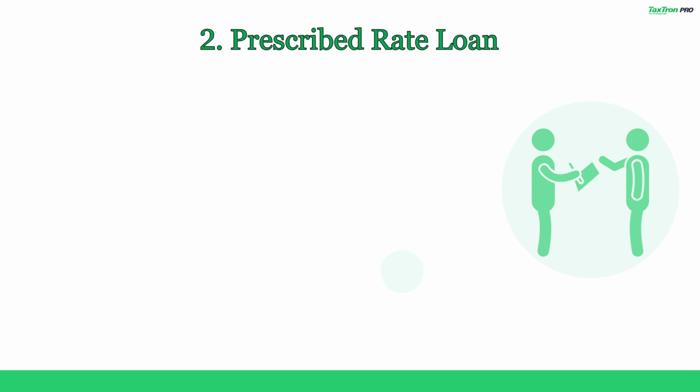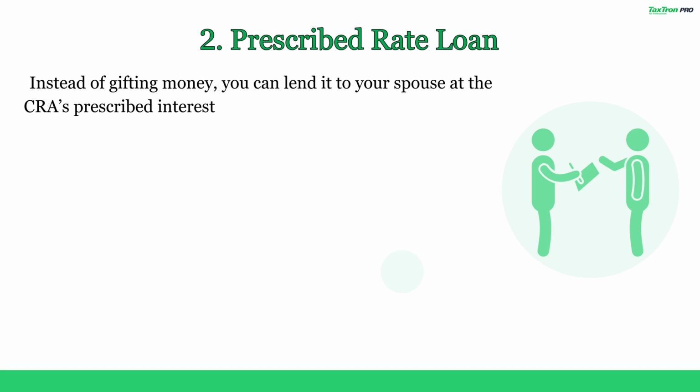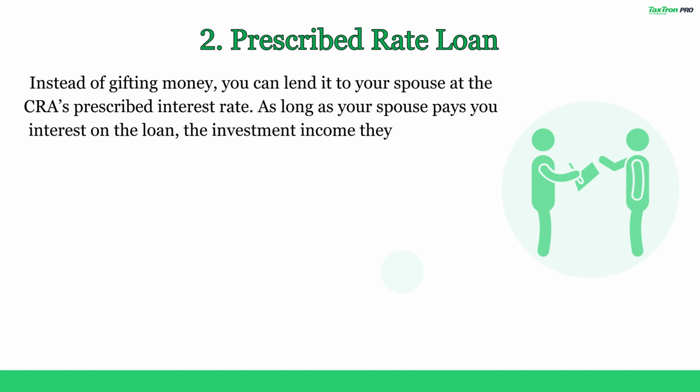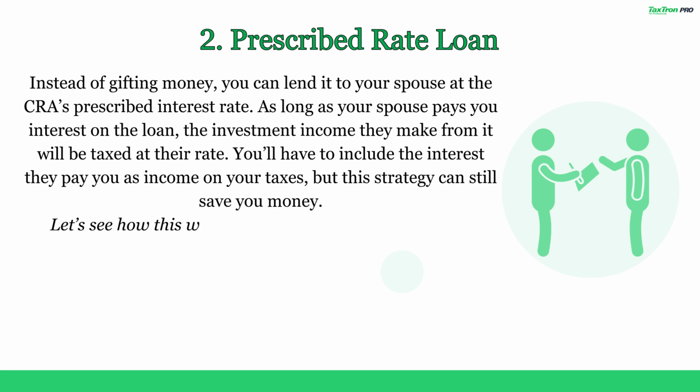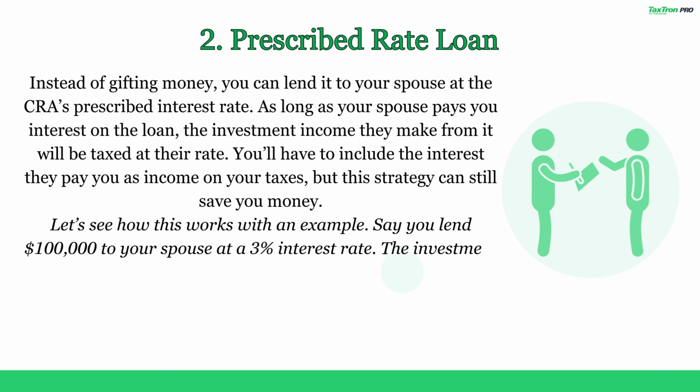Number 2. Prescribed rate loan. Instead of gifting money, you can lend it to your spouse at the CRA's prescribed interest rate. As long as your spouse pays you interest on the loan, the investment income they make from it will be taxed at their rate. You will have to include the interest they pay you as income on your taxes, but this strategy can still save you money.